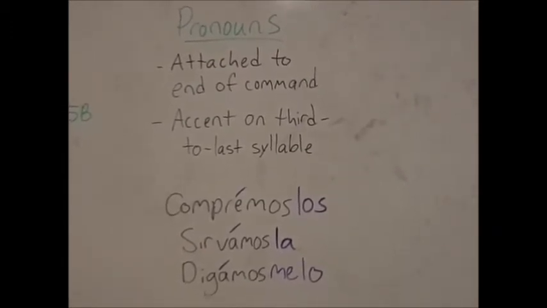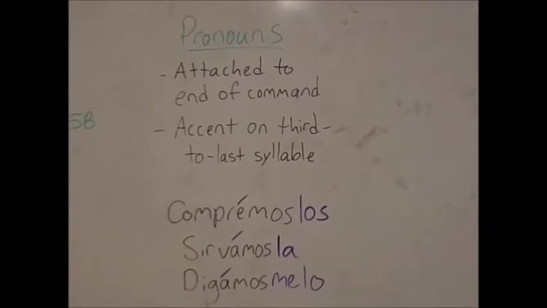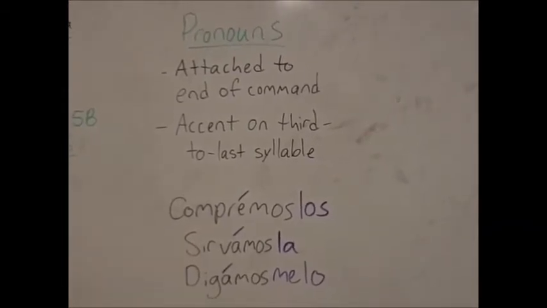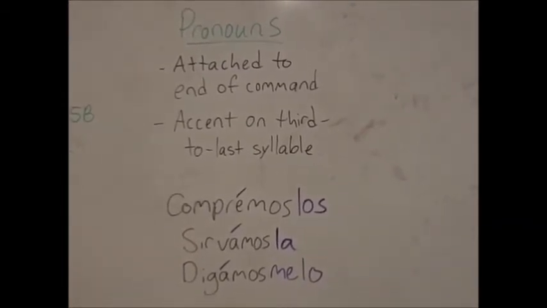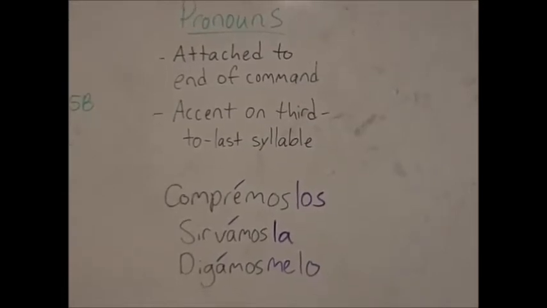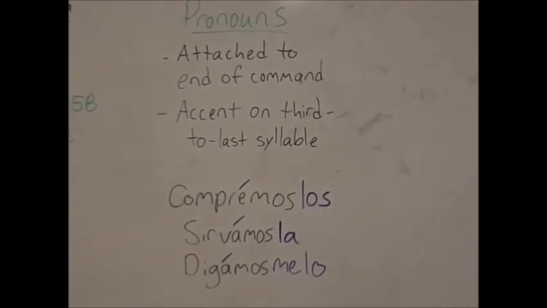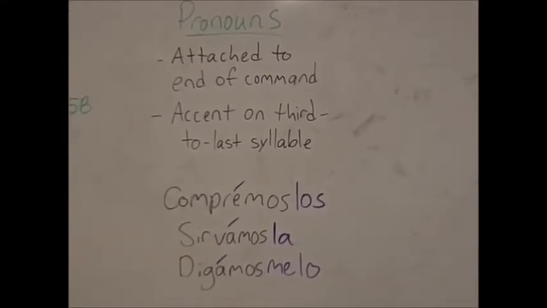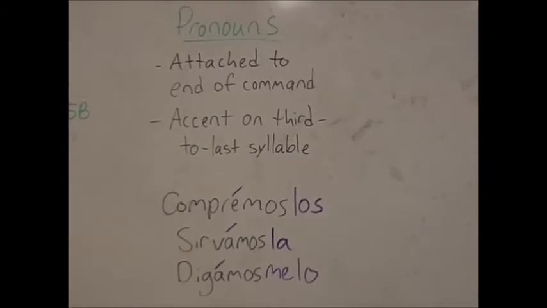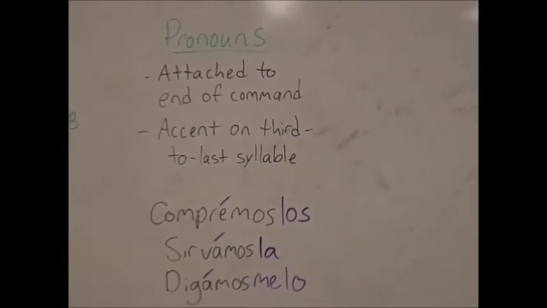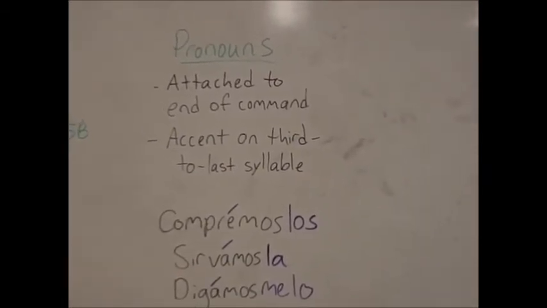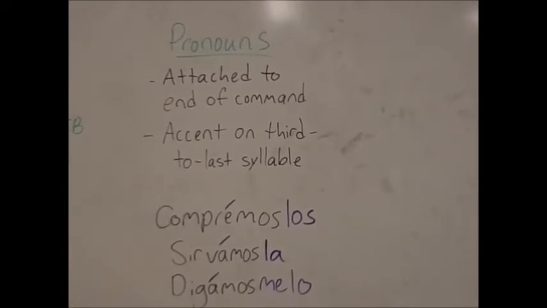Pronouns in the affirmative nosotros form are just like the pronouns in affirmative tú and affirmative usted. You attach the pronoun to the end of the command. And remember to put an accent on the third to last syllable. That's the syllable right before the mos. Here are some examples. Comprémoslos. I have los at the end of the command, and I have an accent over the e right before mos. Sirvámosla. And digámoselo. Remember that if you have an indirect object pronoun and a direct object pronoun, the indirect object pronoun comes first.